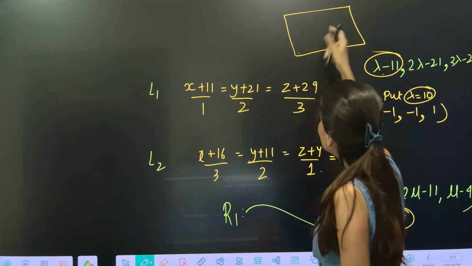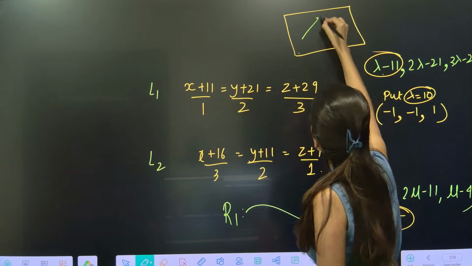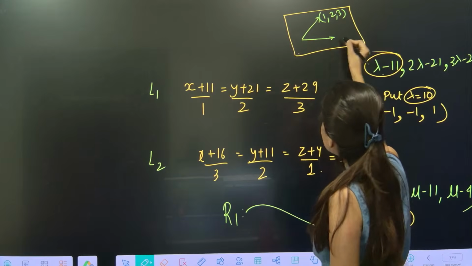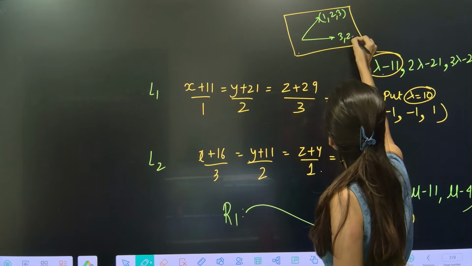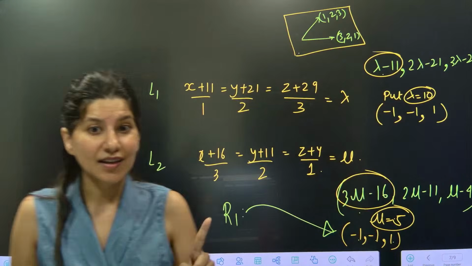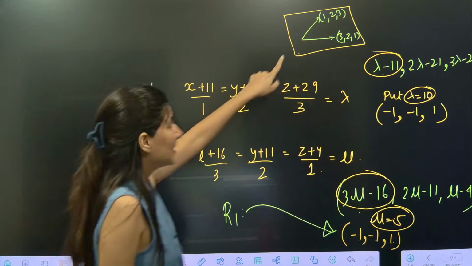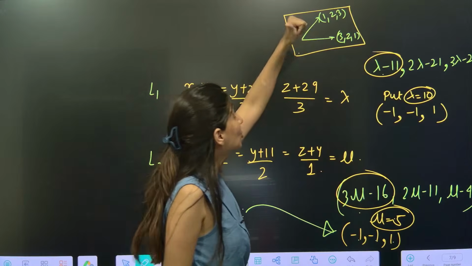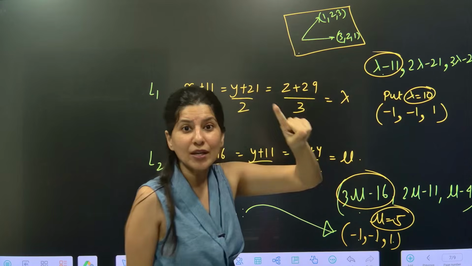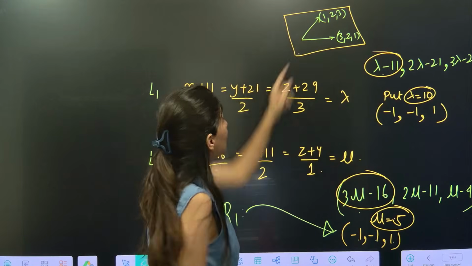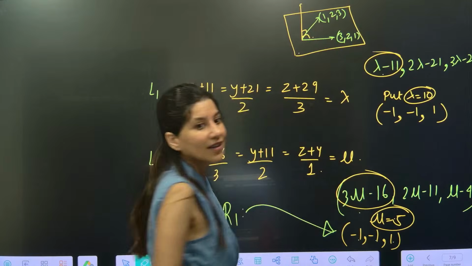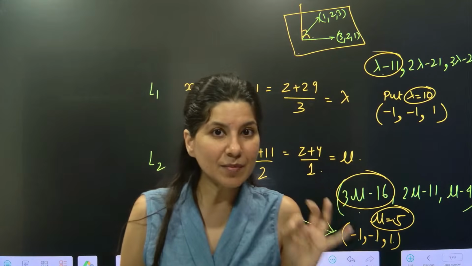What does that mean? One line has 1, 2, 3 as direction ratio. The second line has 3, 2, 1 as direction ratio. And what we are looking for, this is the plane, right? We are looking for the normal vector of this plane. That means we are looking for a vector which is perpendicular to both the vectors. So, how many of you can tell me this?